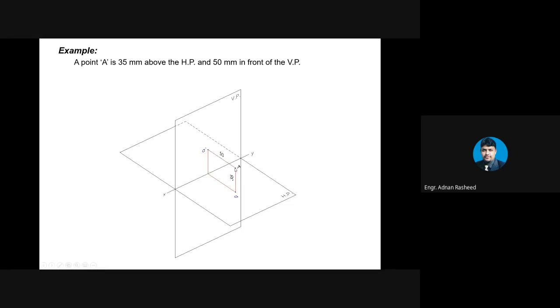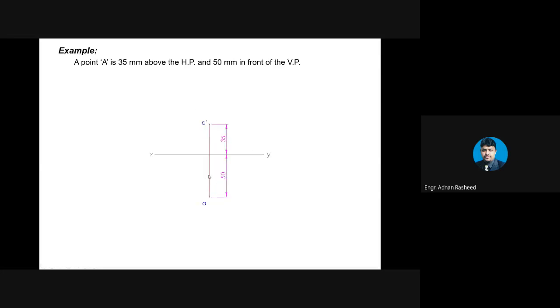The second thing is that this point is 35 millimeter above. If the point is above the horizontal plane, its frontal view will be on the vertical plane. So you have to draw its frontal view above the XY line. For that, you have to draw a line XY, take 35 millimeter above it, draw a point, and annotate it as A dash. This will be the frontal view.